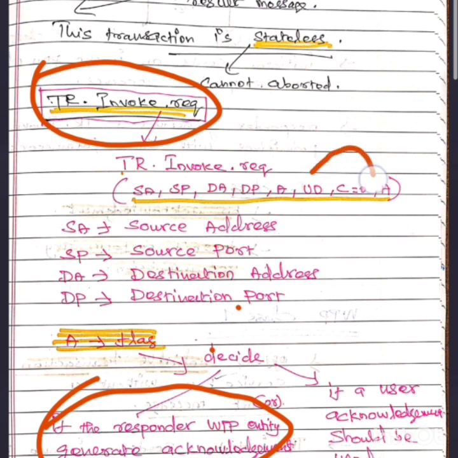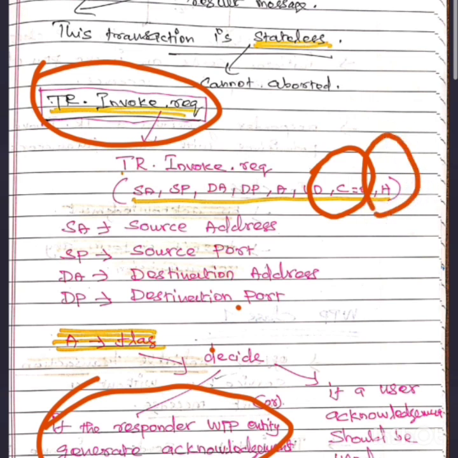Then the important values, the C values. If the C value is 0, we are using class 0 type of wireless transaction protocol. The C value 1 means we are using class 1 type, and if the C value is 2, we are going to use class 2 type of wireless transaction protocol. That's it. The last one is the hash value.